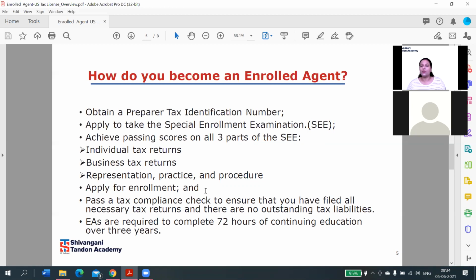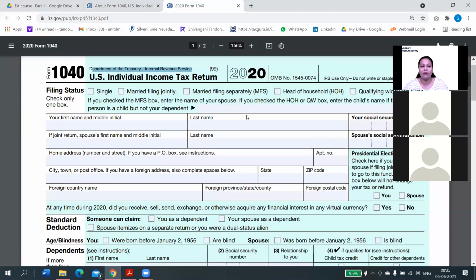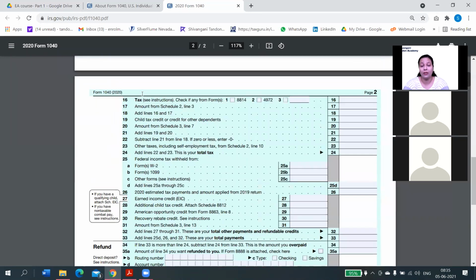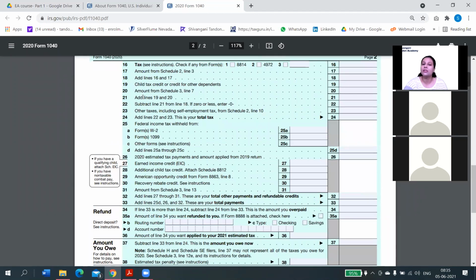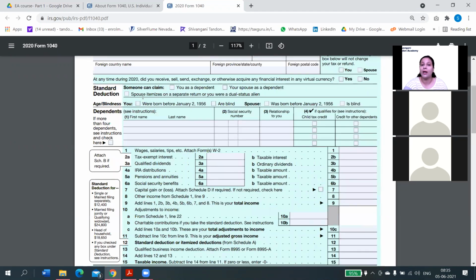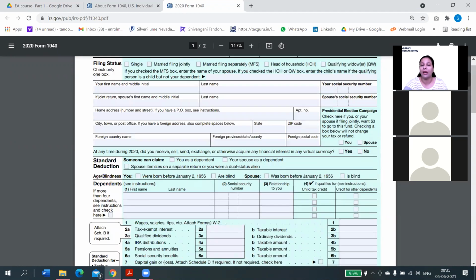There are 3 papers which you have to clear in this EA course. The first one is individual tax return. That is about how to prepare the return of US individuals. Basically, it is all about Form 1040, which we'll be learning in part 1. Your part 1 paper is all about this Form 1040. All the questions would come on this form. So in this part 1 session, we'll try to understand this form completely, how each and every line matters, and what kind of items are represented on every line.